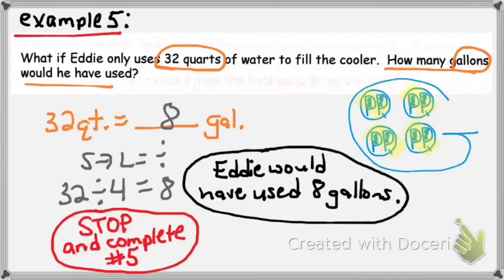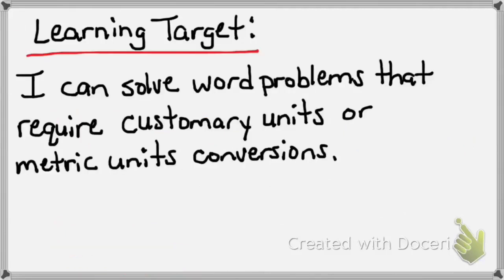So with word problems, you really need to stop and think about what it's asking you, how to solve it, and what type of answer it's looking for. Hopefully by now you can confidently say, I can solve word problems that require customary units or metric units of conversion. We will be doing more practice in class. If you have any difficulties, please see a teacher. Good luck with this lesson.